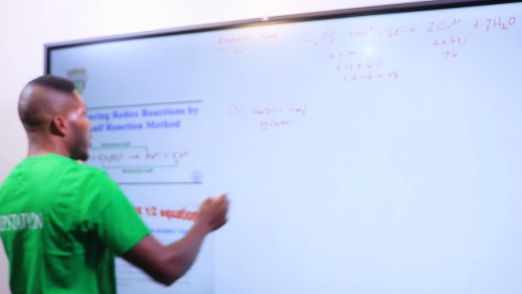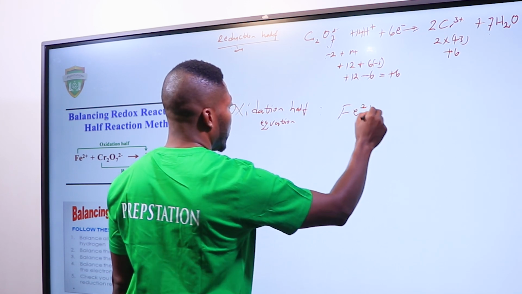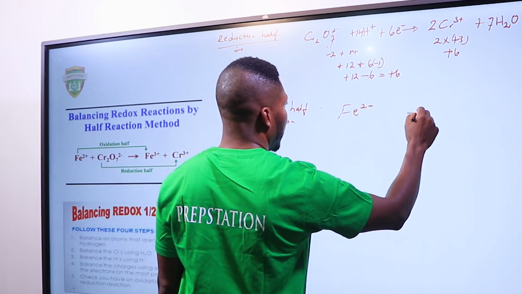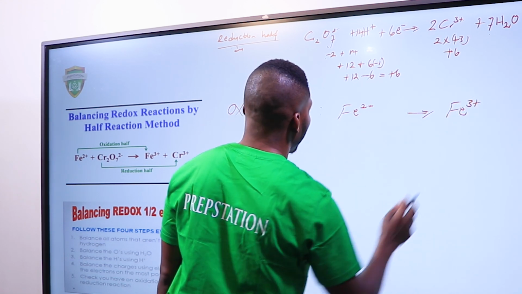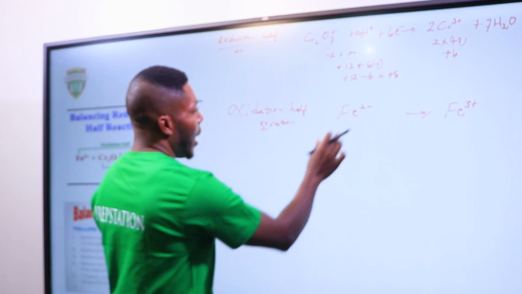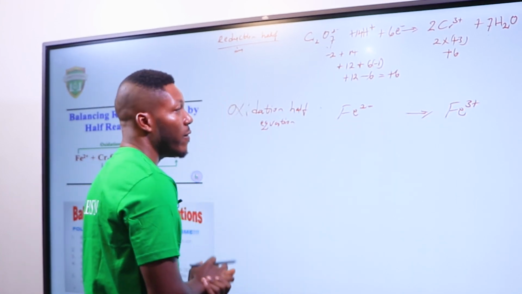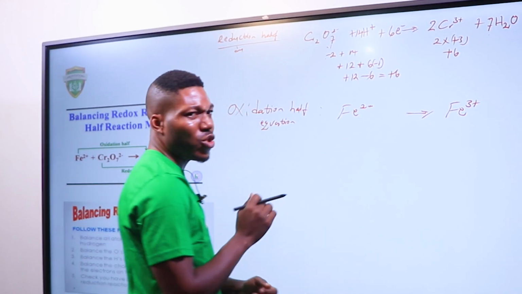Okay, so from Fe2+ to Fe3+. At this point, this one is very easy because we have just 1 atom present, and the 1 atom we have is balanced. 1 iron, 1 iron. But the charge is not balanced.